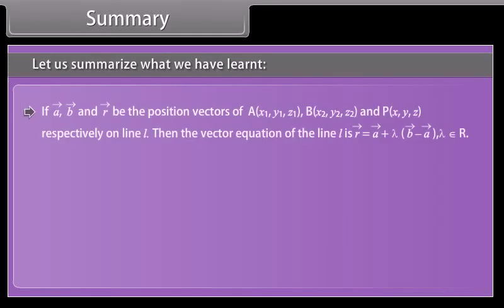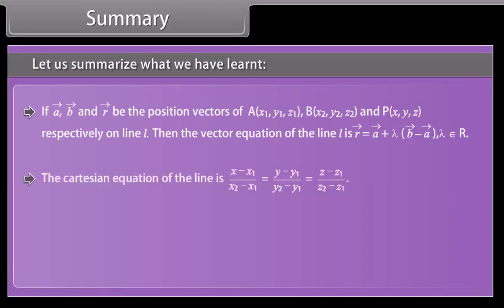if vectors A, B, and R be the position vectors of A, x1, y1, z1, B, x2, y2, z2, and P, x, y, z respectively on line L, then the vector equation of the line L is vector R equals vector A plus lambda into vector B minus vector A, where lambda belongs to real numbers. The Cartesian equation of the line is x minus x1 by x2 minus x1 equals y minus y1 by y2 minus y1 equals z minus z1 by z2 minus z1.